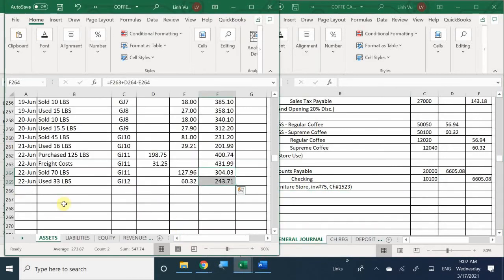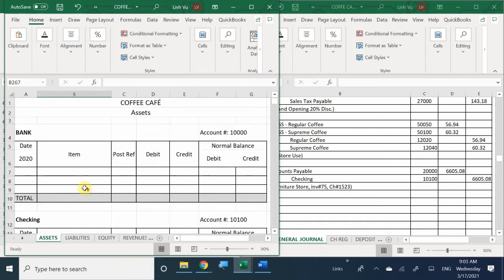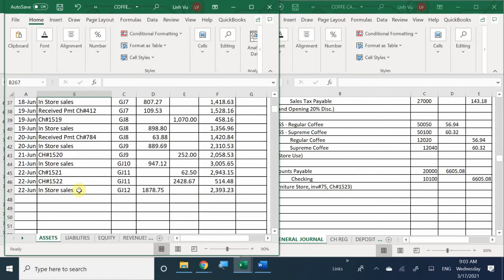Okay, so first things first, we gotta go to our checking and look. We gotta scroll all the way up to checking. Here, the 22nd, check number 1523 for the 660508. So what is my account balance?